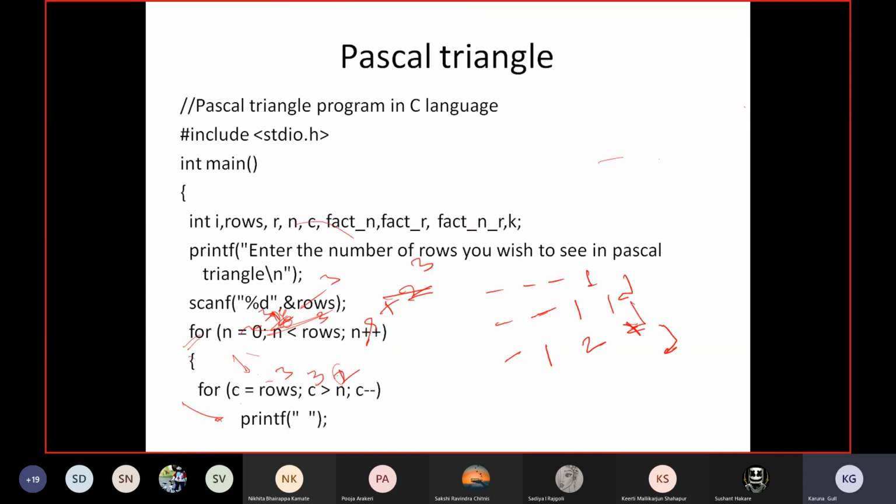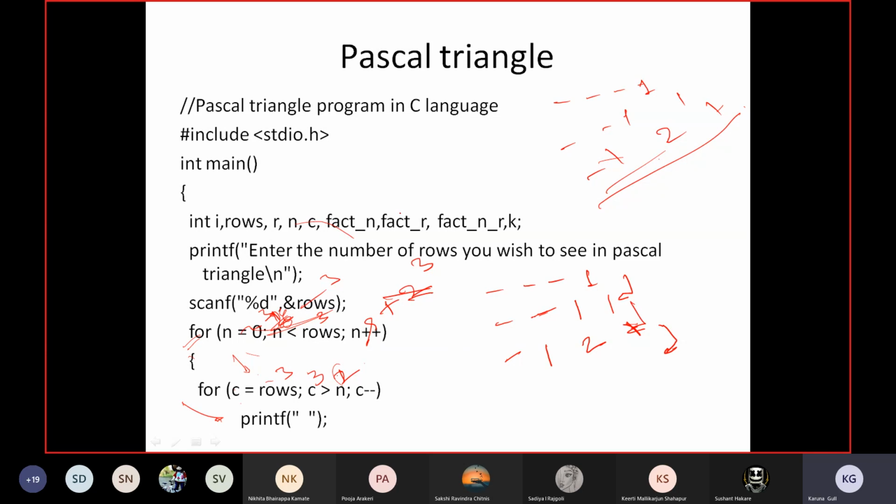So what I got is 1, 2, 3, fourth space. I am 1 here. Then 1. Then I have 1, 1, 2 spaces. Only 1 space. Then 2, 1. This is how the Pascal triangle is printed here. Is it okay? So this is the simplest way I have depicted the Pascal triangle there.